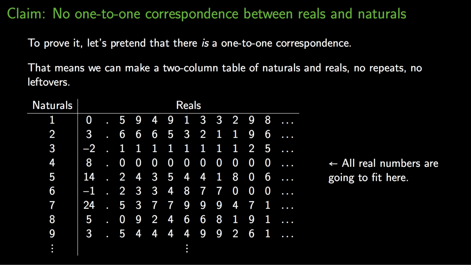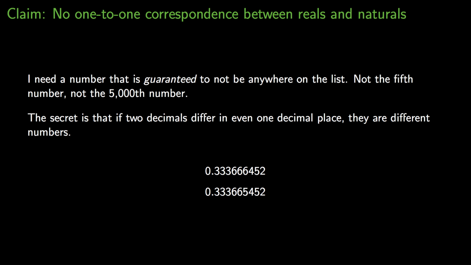Here's what we need to do. We need to find a number that is guaranteed to not be anywhere on the list. It can't be equal to the 5th number, and it can't be equal to the 5,000th number. It can't match any of them. And the secret here is that if you have two decimal numbers, and if they differ in even one decimal place, you just thumbs down the whole thing. You say, no, they do not get to be the same real number.